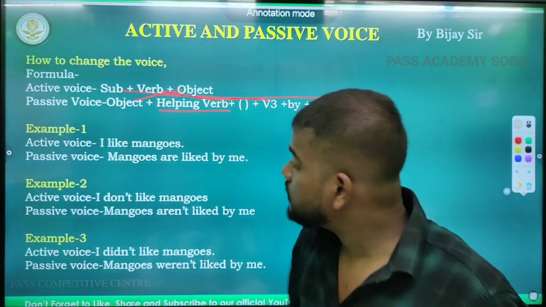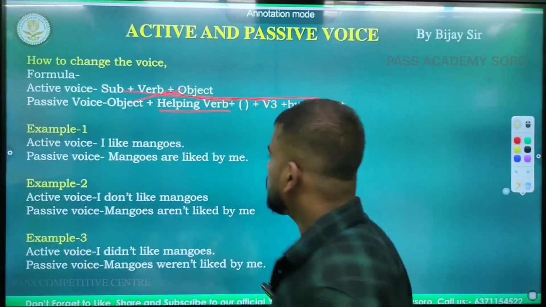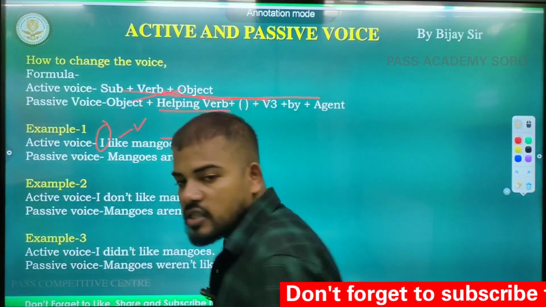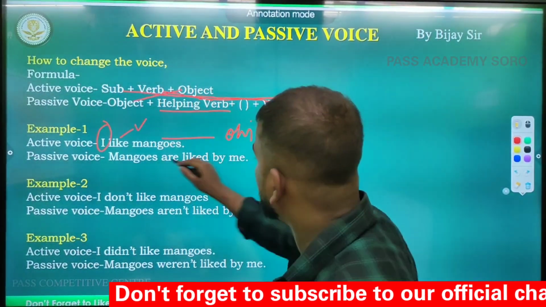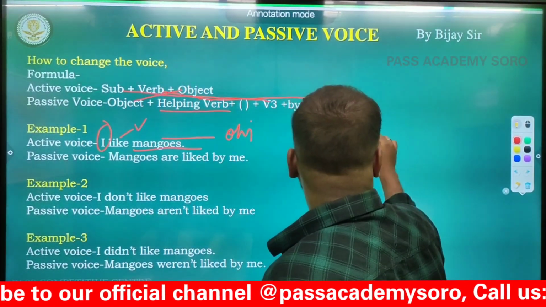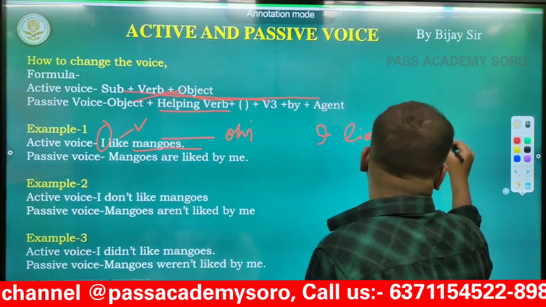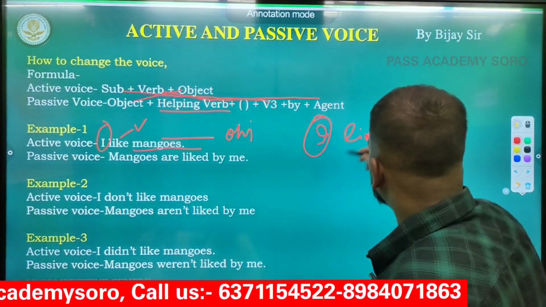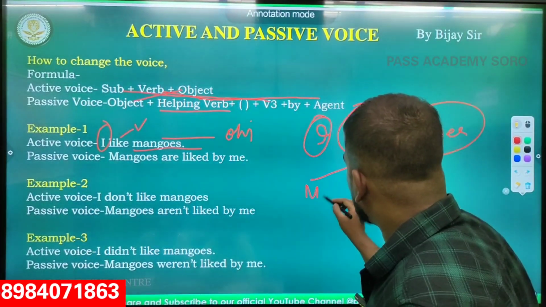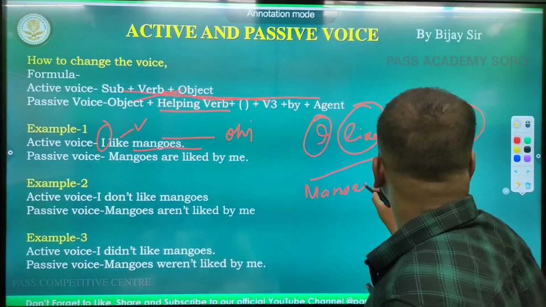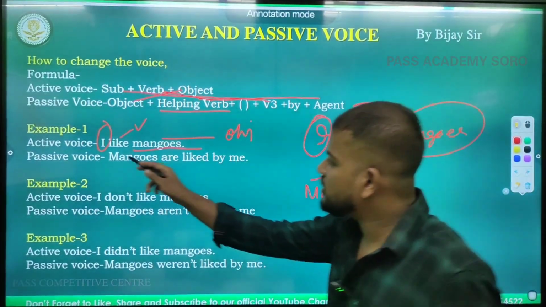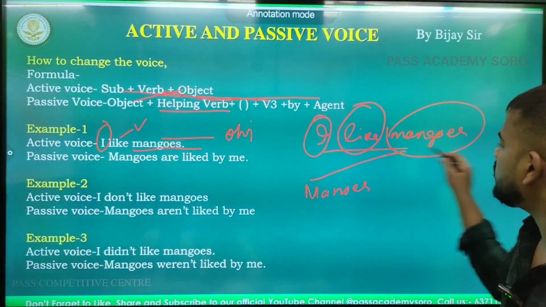Then look at the example, dear students. I like mangoes. Here the subject is I, like is the verb, and mangoes is the object, and the object is plural. So I convert it: the object becomes the subject, mangoes. Is it singular or plural? It is plural, and the sentence is in present simple.